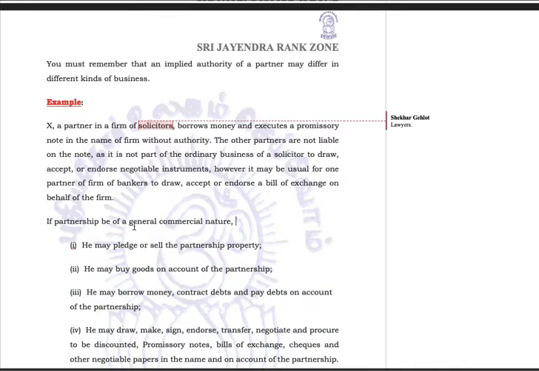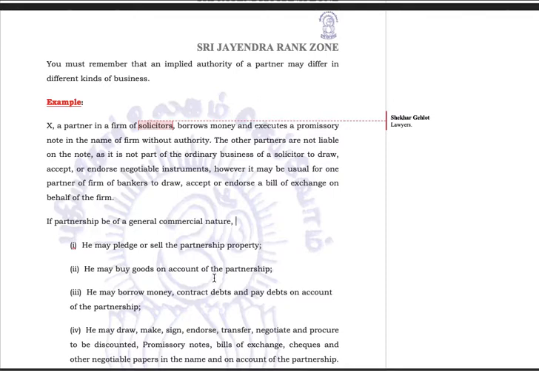If the partnership is of a general commercial nature, it means it does not have any fixed business. It does whatever it wants to. Today it is selling sugar, tomorrow it will sell salt, then banking, and the day after tomorrow it will be into the sports industry. That is a general commercial nature. Now in that case, what can he do? He may pledge or sell the partnership property.